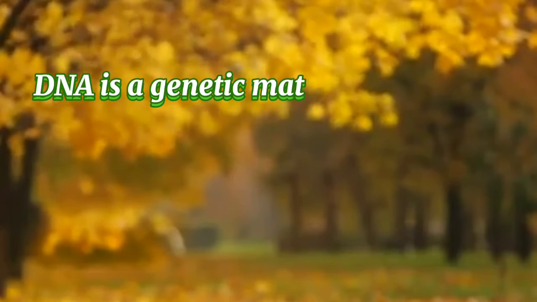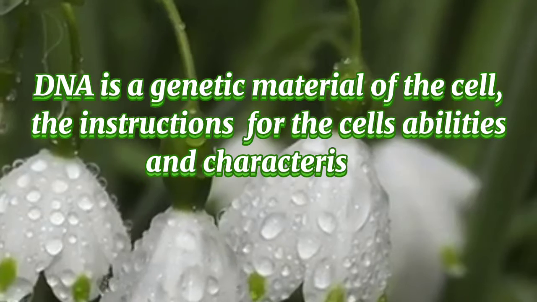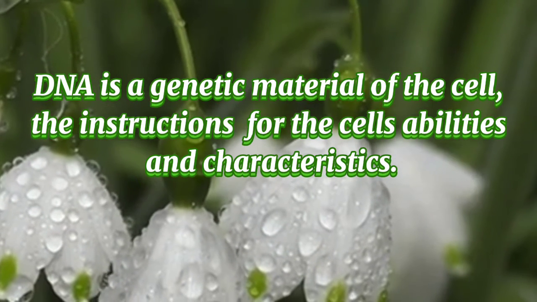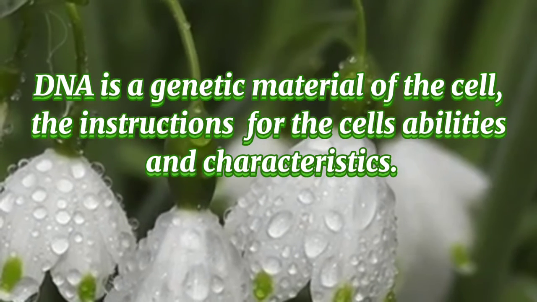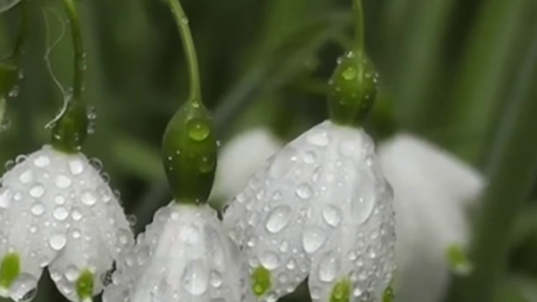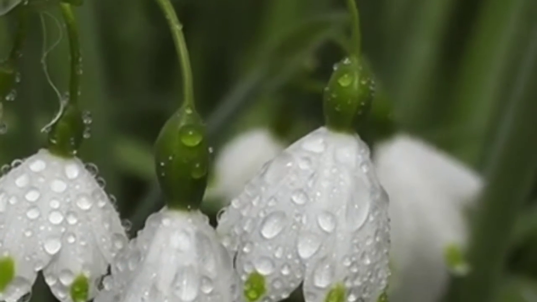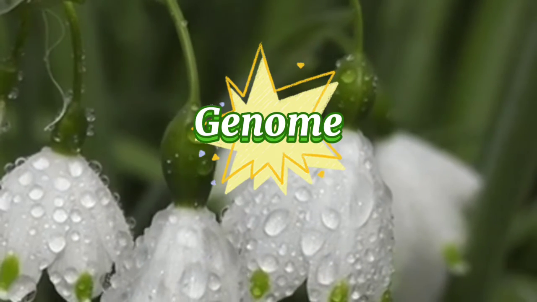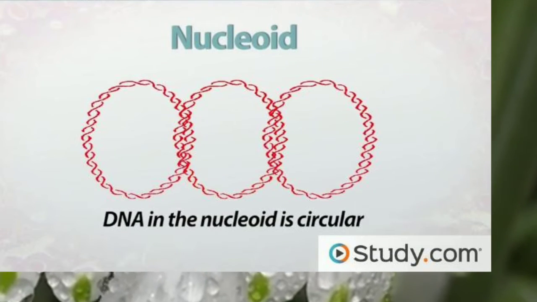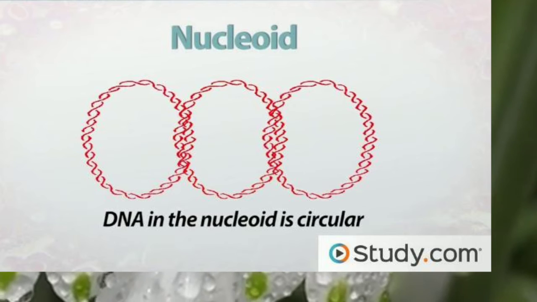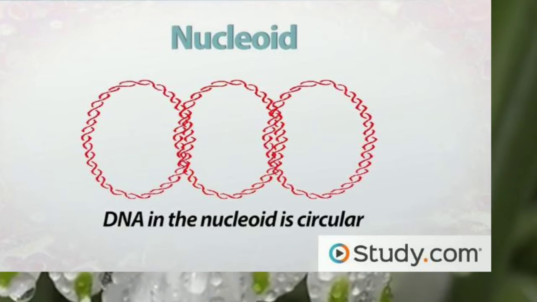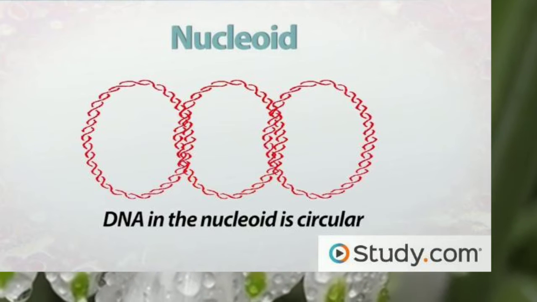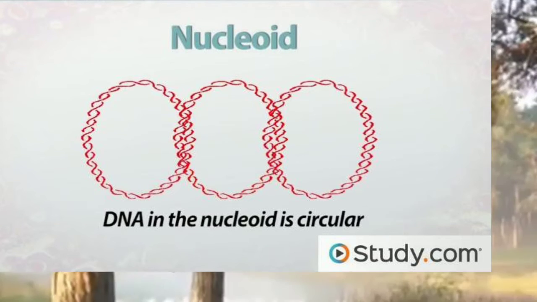Second, the deoxyribonucleic acid, or DNA, which is the genetic material of the cell. It holds the instructions for the cell's abilities and characteristics. This complete set of genes is referred to as a genome. It is located in a localized, irregularly shaped region known as the nucleoid in bacterial and archaeal cells, and enclosed in a membrane-bound nucleus in eukaryotic cells.